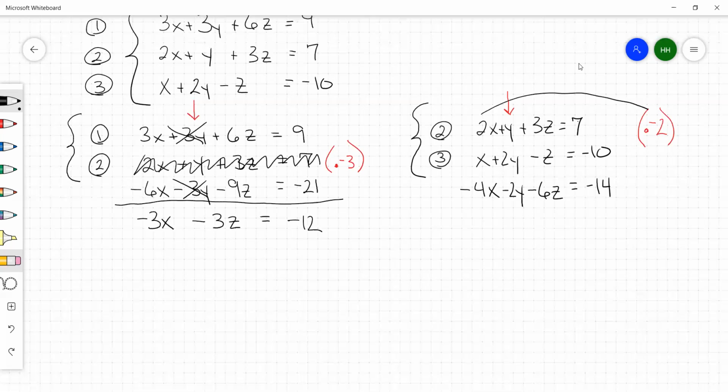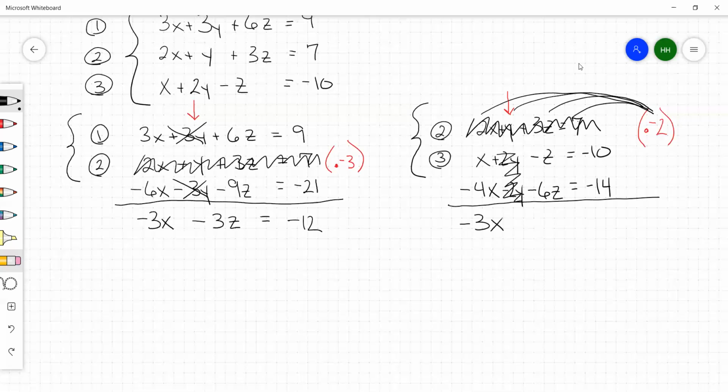2 times negative 2 is negative 4. Y times negative 2 is negative 2y. 3z times negative 2 is negative 6z. 7 times negative 2 is negative 14. So now I'm done with this one. I'm going to combine these two. And I get an x minus 4x, I get negative 3x. My y's canceled each other out. That's what we were trying to do. Negative z minus 6z is negative 7z. And negative 10 minus 14 is negative 24.